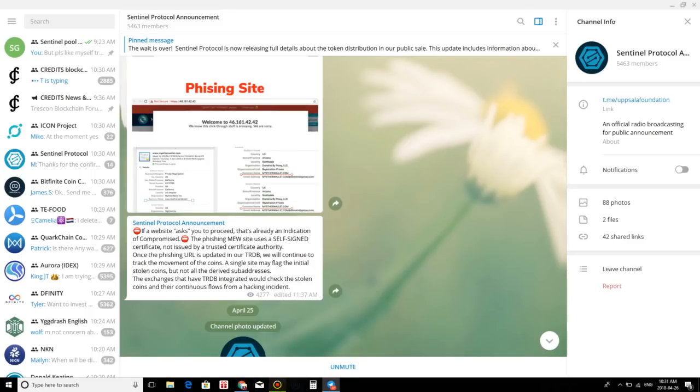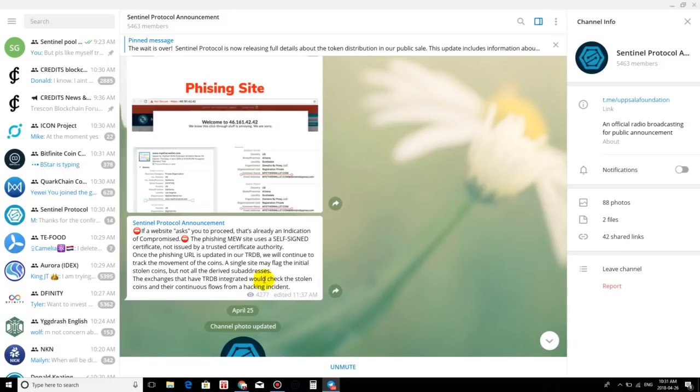So guys, as I said, I don't really want to dive into what Sentinel Protocol is about in great detail, because I have already done a review on them. But pretty much the TRDB is like, think of it like, if you integrate this technology within where you keep your coins, so in any wallet, say Blockchain.info, maybe Binance even, they would be able to track the hackers.